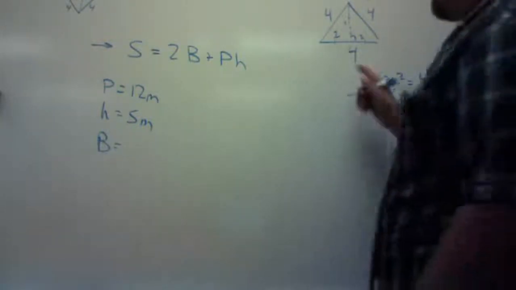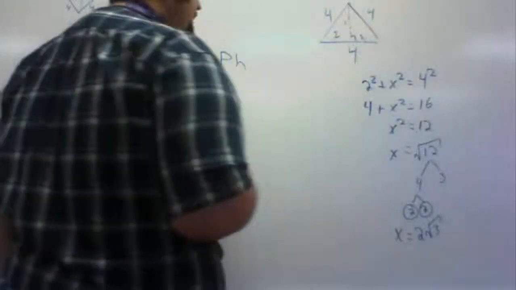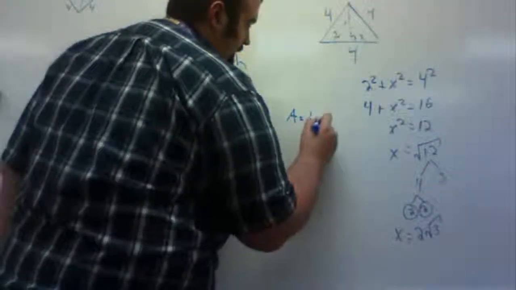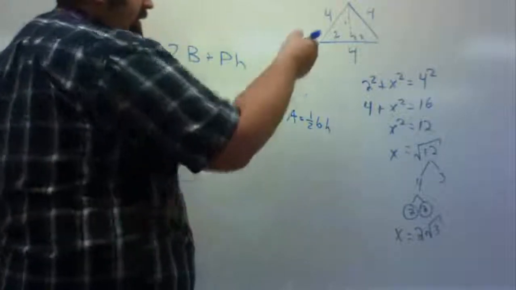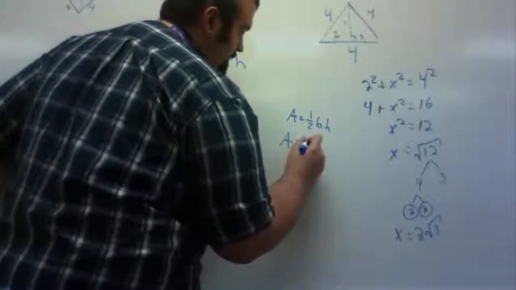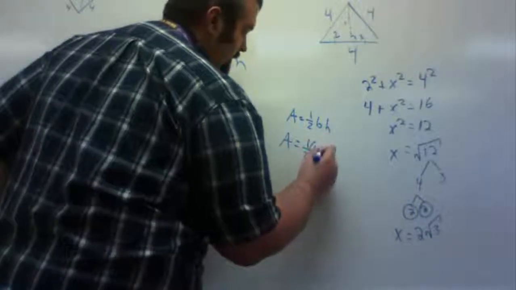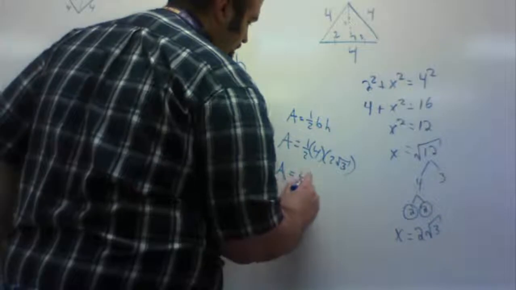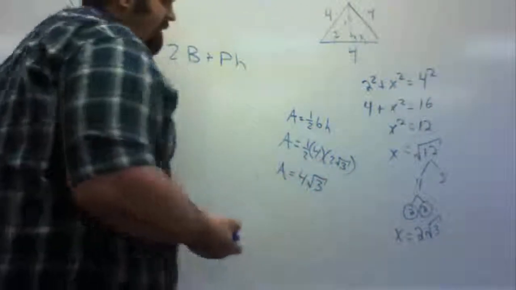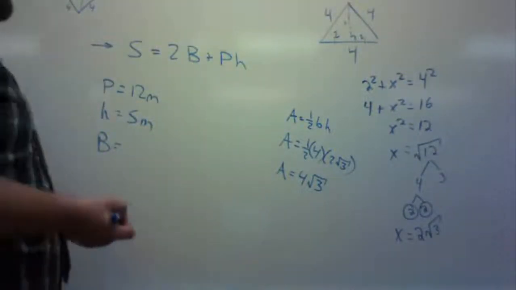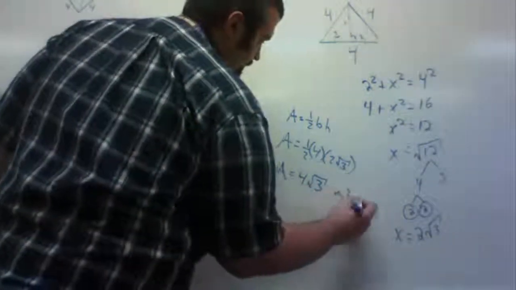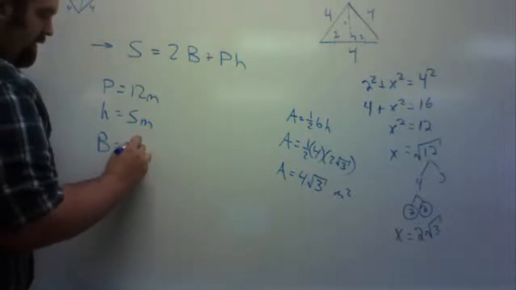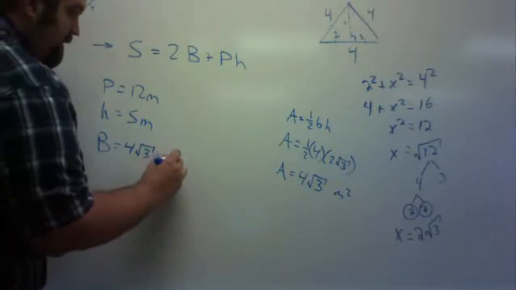So that's the height. The area of a triangle is 1/2 base times height. The base is 4. The height is 2 square root of 3. The area is 4 square root of 3. And quite honestly, I'm fine with you leaving that square root of 3 tagging along. So it's meters squared. 4 square root of 3 meters squared. So that means my base area is 4 square root of 3 meters squared.